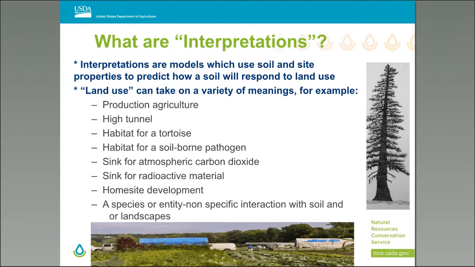Other interpretations you're used to seeing, maybe not thinking about them in terms of interpretations: prime farmland, land capability class and subclass. One of my favorites, and Tony Jenkins', hydrologic soils group, K and T factors, hydric soils, highly erodible land. Those are all interpretations.